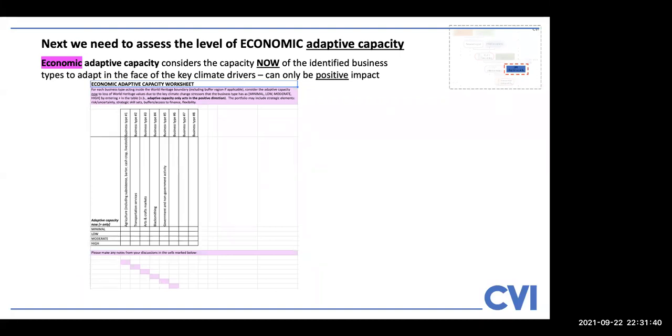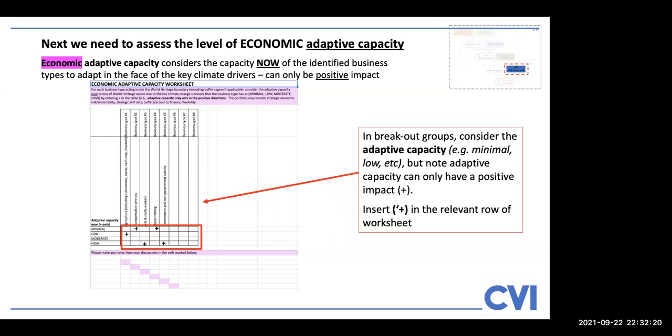When it comes to assessing the adaptive capacity, we're now looking at the current level of capacity for business types to adapt in the face of key climate drivers. And so this is an important piece to look at. The prior assessment, the dependency term, was looking at the future change, with a future potential loss of World Heritage values due to climate change. Now that we understand what those losses or changes could be, we ask the question of the adaptive capacity. Now, we firstly note that the adaptive capacity only has a positive effect on businesses.